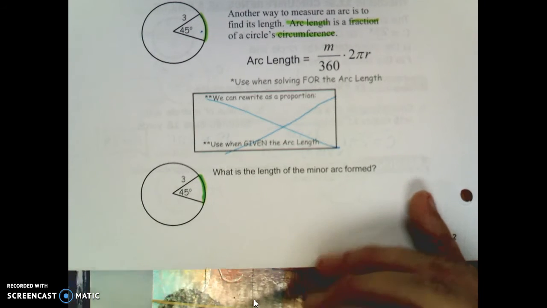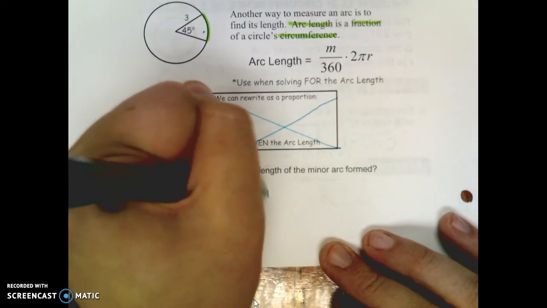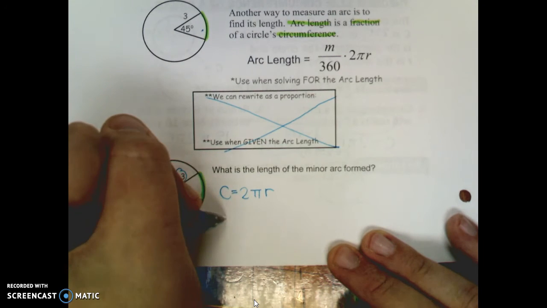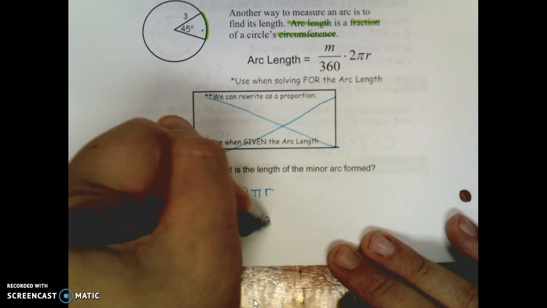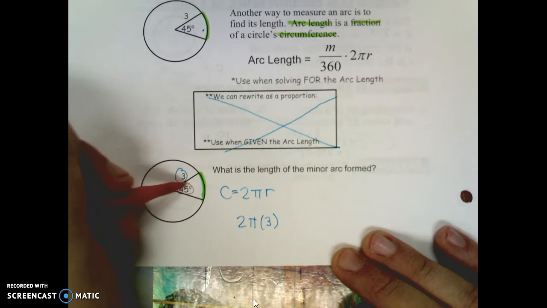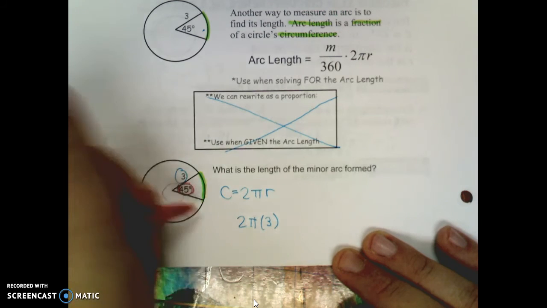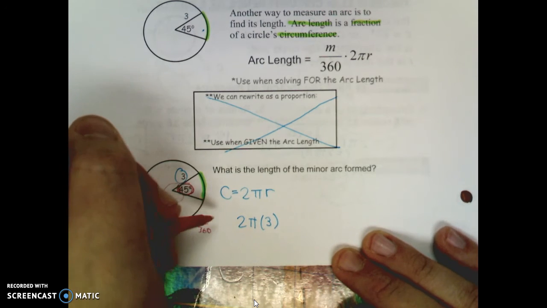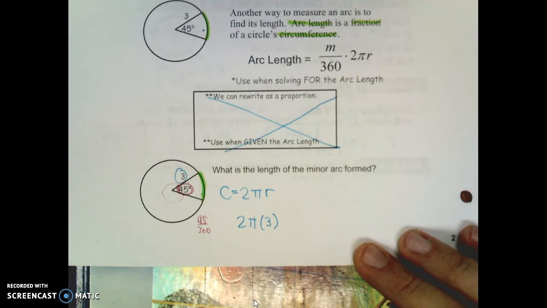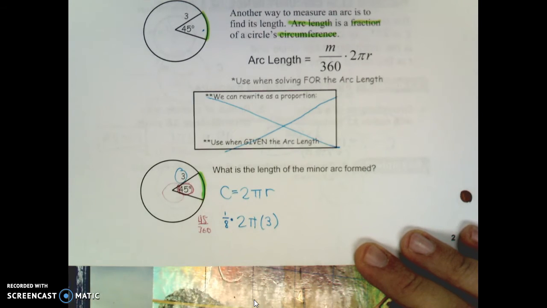Well, I know that the circumference, the entire circle, is just going to be 2 times pi r. And we know the r, of course, is 3, so I would just go ahead and say that it's 2 pi times 3. But because I don't want the entire circumference, I only want 45/360ths of it, because 360 is the entire thing. So 45 over 360 is what I'm going to multiply in front of this. Now 45 over 360, we know better as 1/8 when you simplify it. So really I'm just taking 1/8 of my circumference.